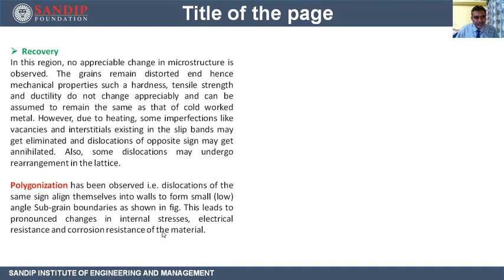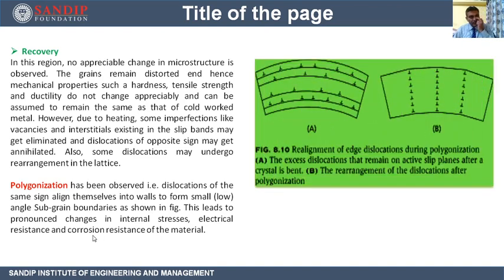So one by one we'll see what happens in recovery, recrystallization and grain growth. In recovery, in this region there is no appreciable change in microstructure observed. The grains remain distorted, and hence mechanical properties such as hardness, tensile strength and ductility do not change appreciably, and they can be assumed to remain the same as that of the cold worked metal, as we have seen in the graph also. However, due to heating, some imperfections like vacancies and interstitials existing in the slip bands may get eliminated, and the dislocations of opposite sign may get annihilated. Also, some dislocations may undergo rearrangement in the lattice.